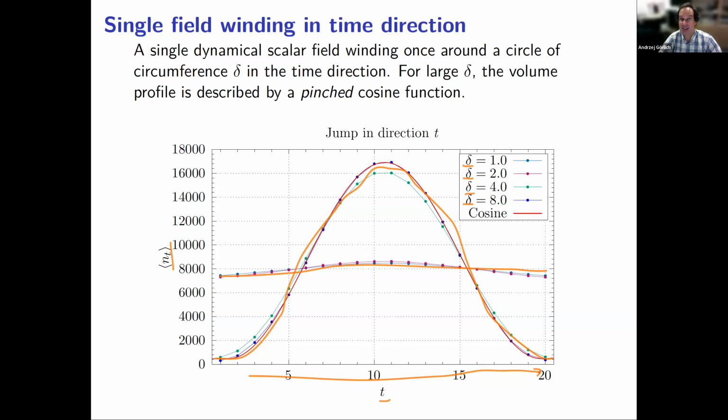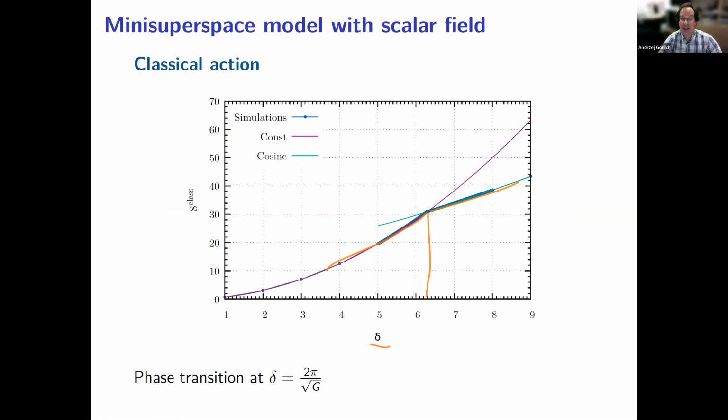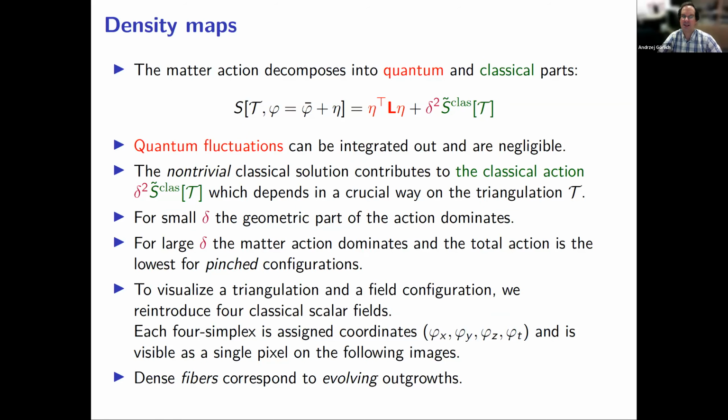So this was just a single scalar field. And this was the density. Here I described the density maps as they were before, but to generate the plots that I will just show, we forget about the dynamical scalar fields. So as an input, we have a triangulation with dynamical scalar fields. We throw away the scalar fields and put again classical scalar fields only to make the pictures.